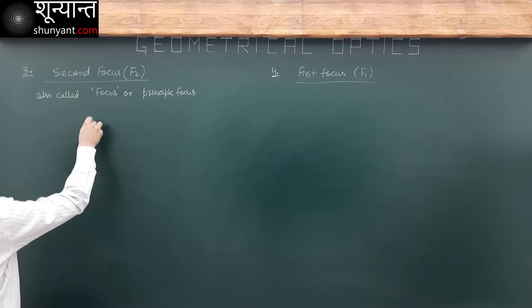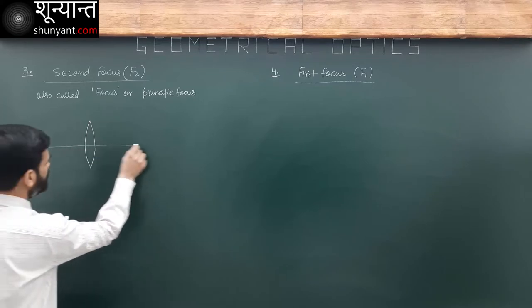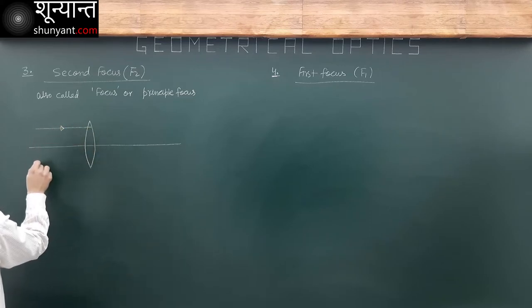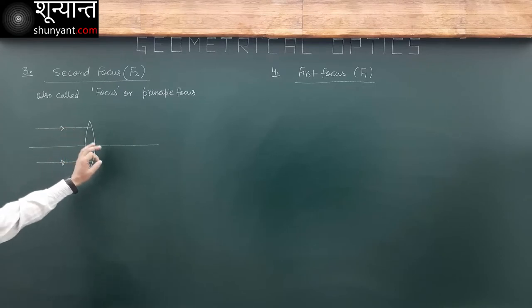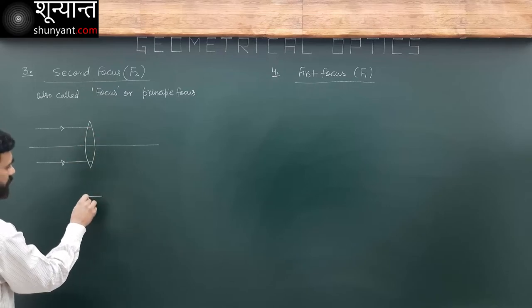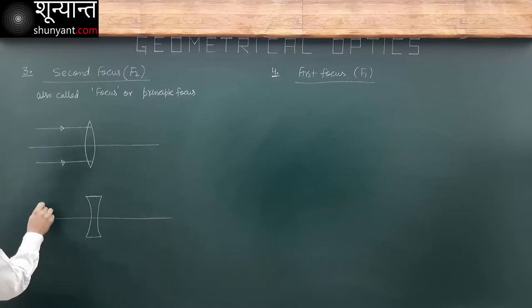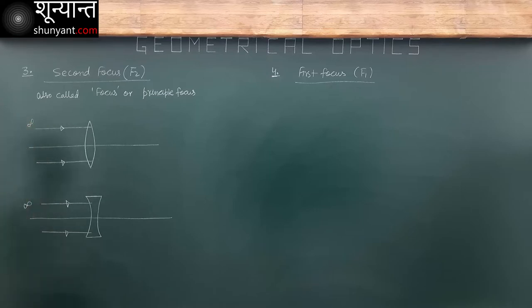It's like this. Let's say that I have this lens, and this is my principal axis. Light rays are incident normally. This is the case of a convex lens. And let me take one other case here. This is a concave lens. Here also the light rays are incident normally from infinity. That means the object is kept at infinity. U is infinity. Here also U is infinity.